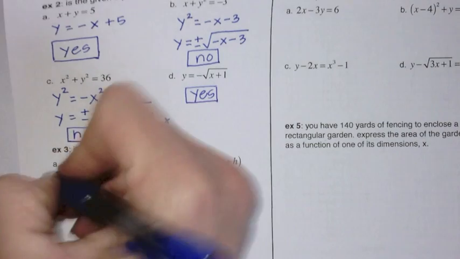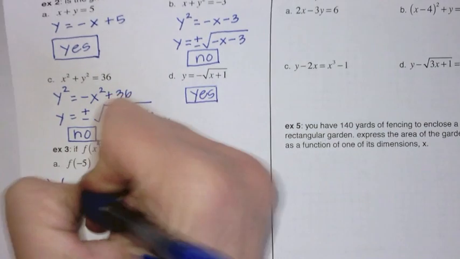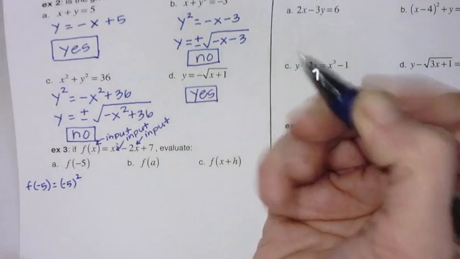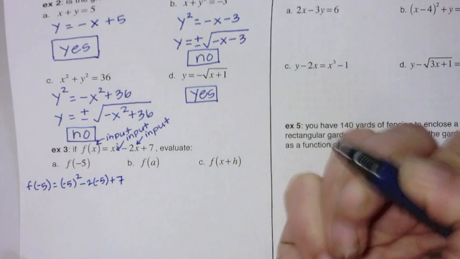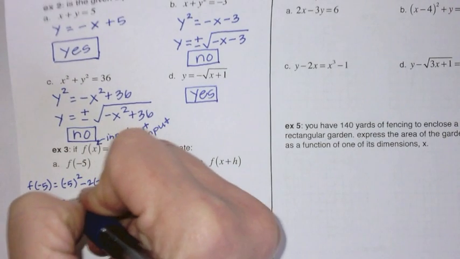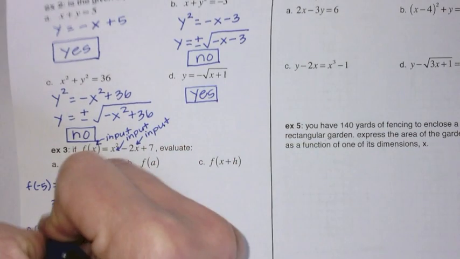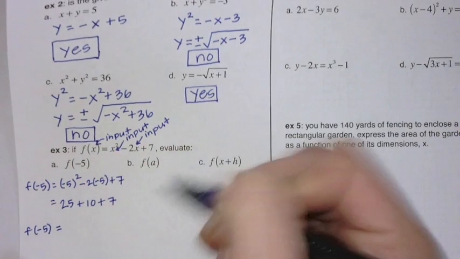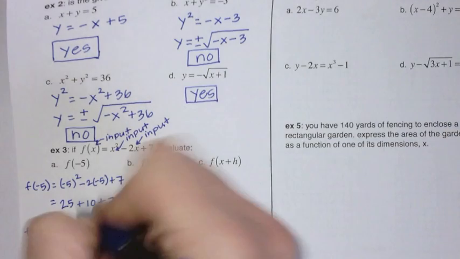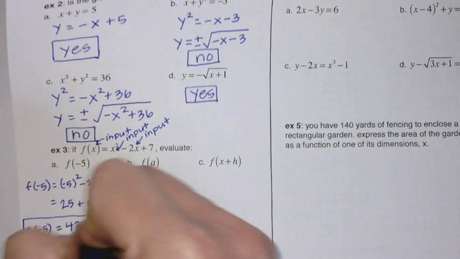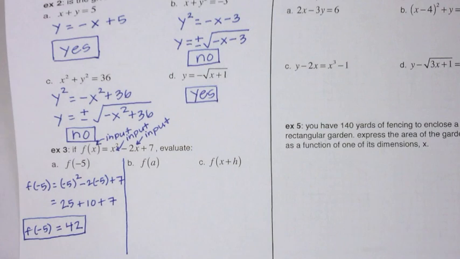So f of -5 is equal to -5 squared minus 2 times -5 plus 7. So that would be 25 plus 10 plus 7. So f of -5, when the input is -5, the output is 42. Okay, so that's the answer for that one right there. Draw a little line here to give myself some room.